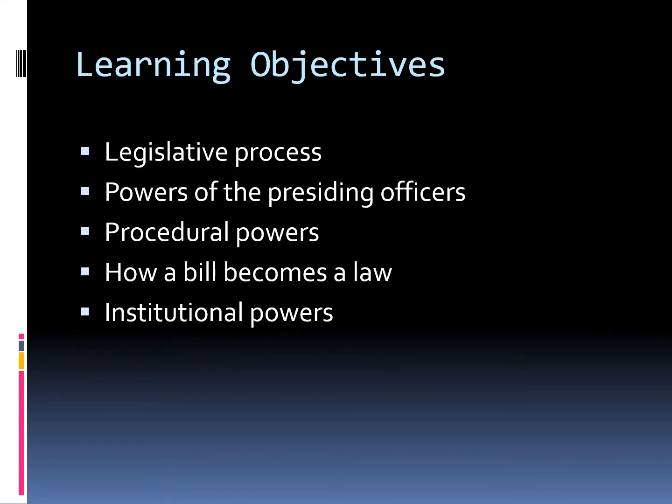Okay, specifically in this lecture, we are going to be talking about the legislative process, which is how a bill becomes a law, the different steps that it needs to take for a bill to become a law, the powers of the presiding officers, the procedural powers, and the institutional powers.